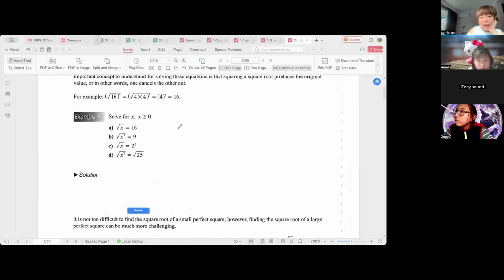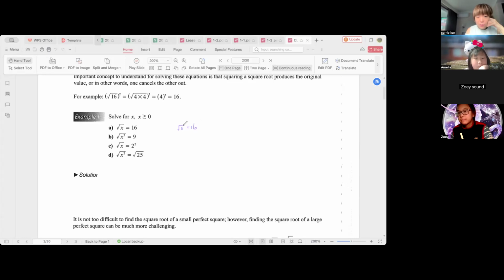So let's see. Square root of x equals 16. What does it mean? Is this x bigger than 16 or smaller than 16? I want you to think about this one first. Smaller. Actually bigger. Thank you. It is bigger than 16. Get it?